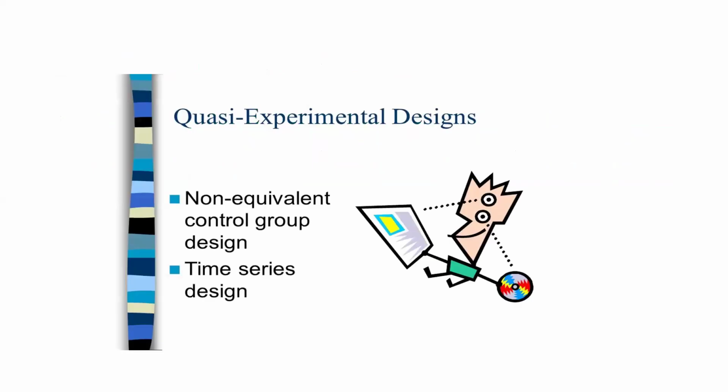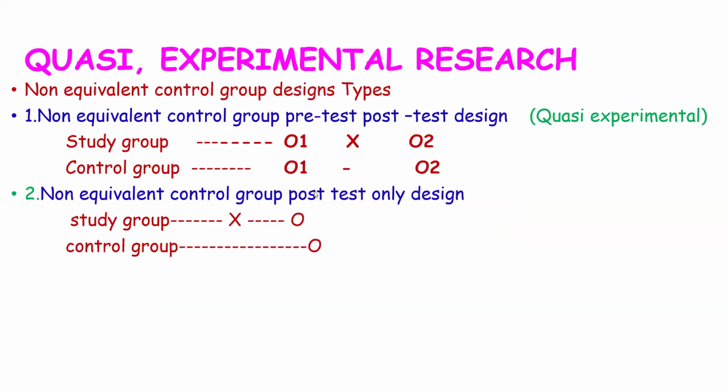In the quasi non-equivalent control group design, you have the study group and a control group. We give the intervention to the study group, and a post-test is carried out. The control group does not have an intervention, but the post-test is conducted. In the non-equivalent control group post-test only design, the pre-test will not be conducted, only the post-test. You can see the picturized form here: a control group, and the study group where the intervention is carried out, with the post-test alone. Here, directly we are going for the post-test. This type of design is called non-equivalent control group post-test only design.